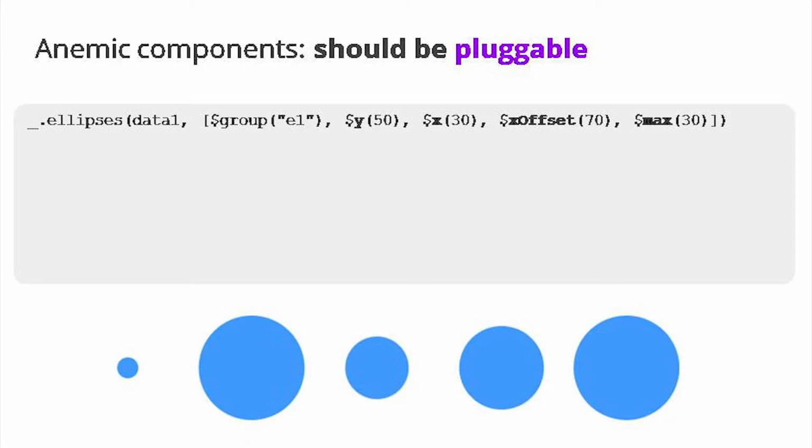No. But then, the thing should be pluggable. If you're building anemic components, you want them to be pluggable, where I can build the core part and then extend it by injecting new behavior. Right? So that you don't have side effects having side effects. Does that make sense? Yes?